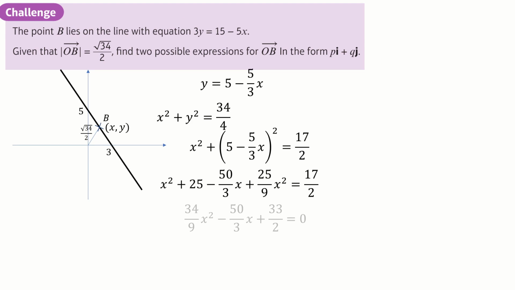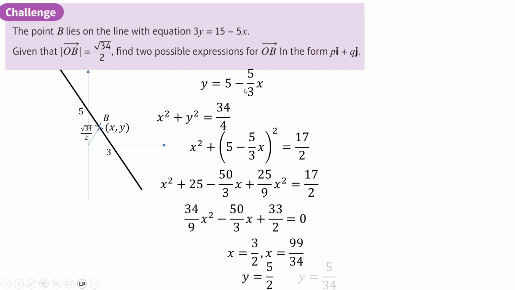But I was kind of fed up at this point, so I just put it straight in the calculator and pretended to do any work, and just got immediately these answers, and then put them in the calculator to get the y answers, and you end up with your two vectors, and that's the whole question.